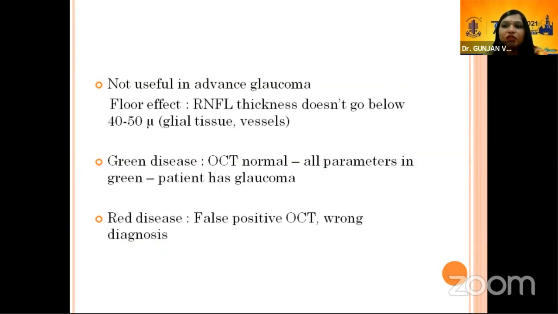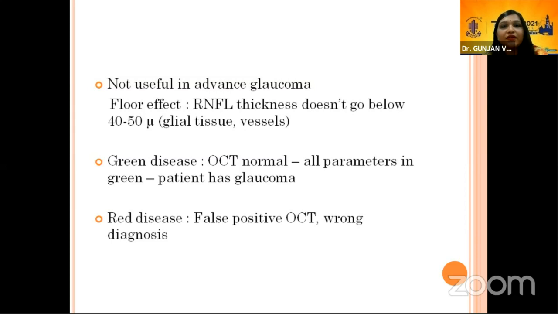In the same way, it is not useful in checking progression of advanced glaucoma because of the floor effect. Once the retinal nerve fiber layer thickness reaches 40 to 50 micron, it doesn't go beyond that because of the glial tissues and vessels. So in advanced glaucoma, it will never come to 0 micron. So for these patients, we have to do clinical evaluation as well as perimetry to check for progression.